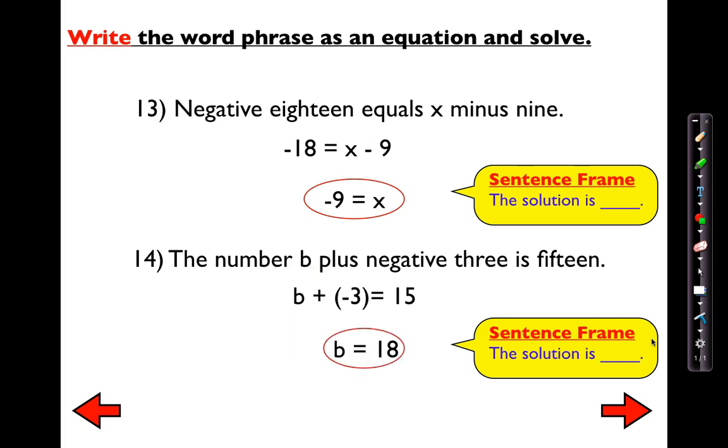So here, let's go ahead and plug in our negative 9 for x. We have negative 18 equals parentheses minus 9. We're going to go ahead and put a negative 9 there. If we add the opposite, negative 18 does equal negative 18. This checks out. Here, we're going to do parentheses for b plus a negative 3 equals 15.